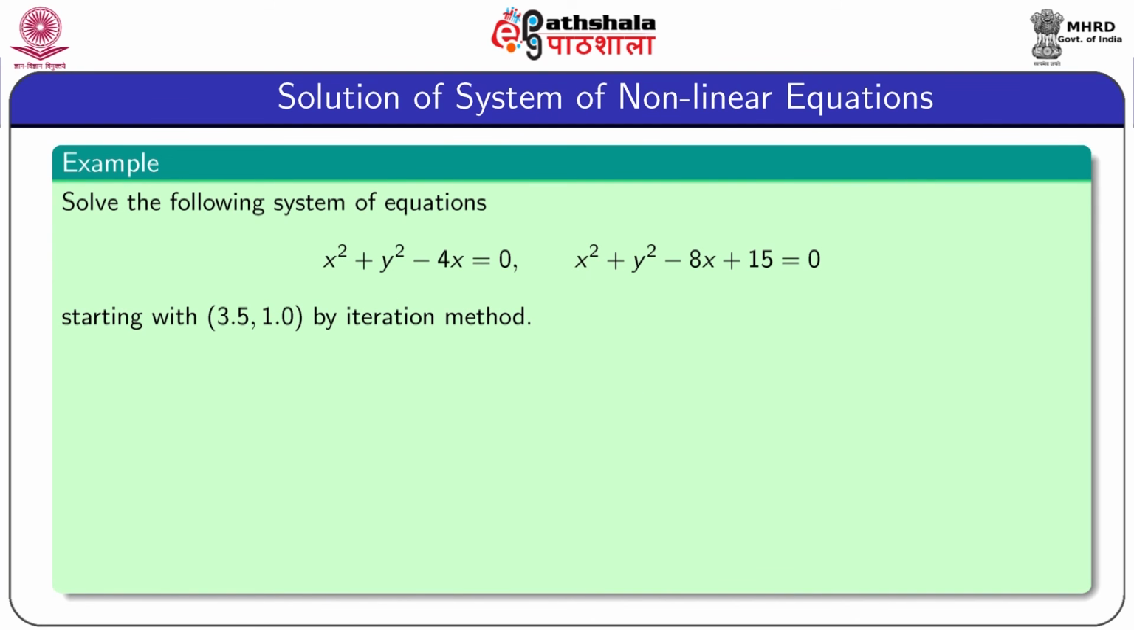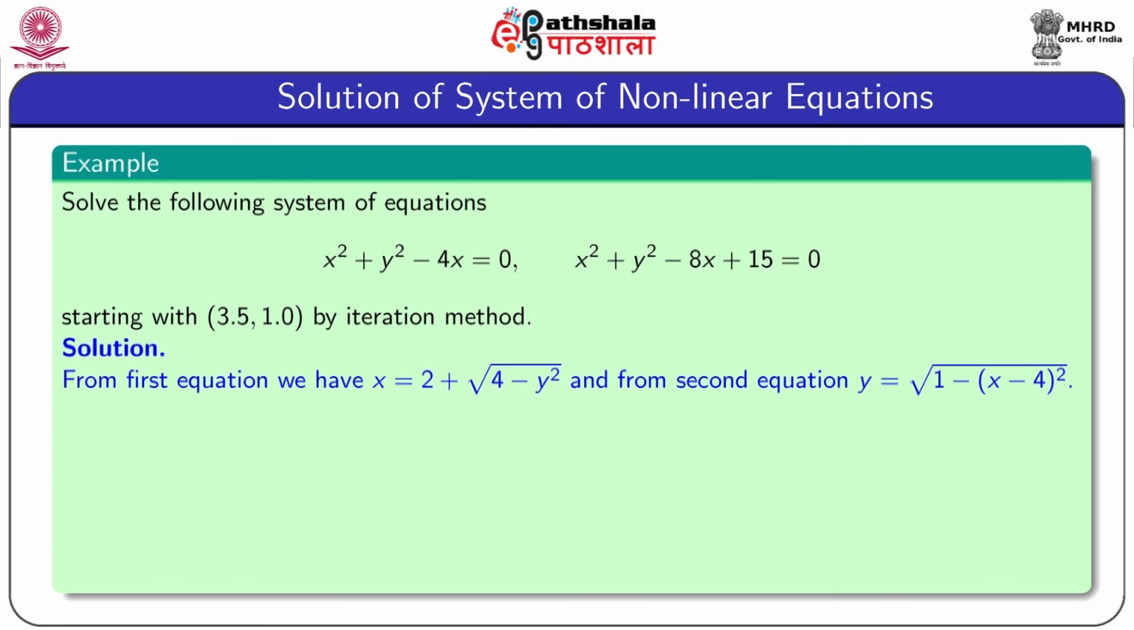Now, I consider one example to illustrate the fixed point iteration method to find a root of a pair of equations. The first equation is x square plus y square minus 4x equal to 0, and the second equation is x square plus y square minus 8x plus 15 equal to 0. And we assume that the initial guess is x0 equal to 3.5 and y0 equal to 1.0.